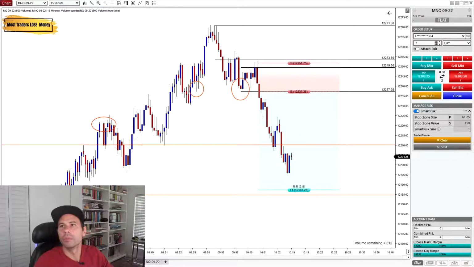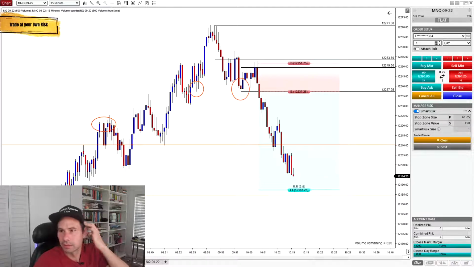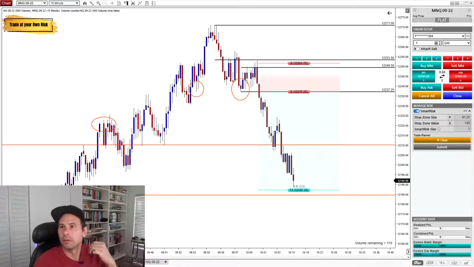Why do I lean more to the short side? I lean more to the short side because of the dollar. The dollar is going bullish. And I want to have a short bias. The dollar was dropping in the morning, but now it's up 0.5%. It's been very volatile.